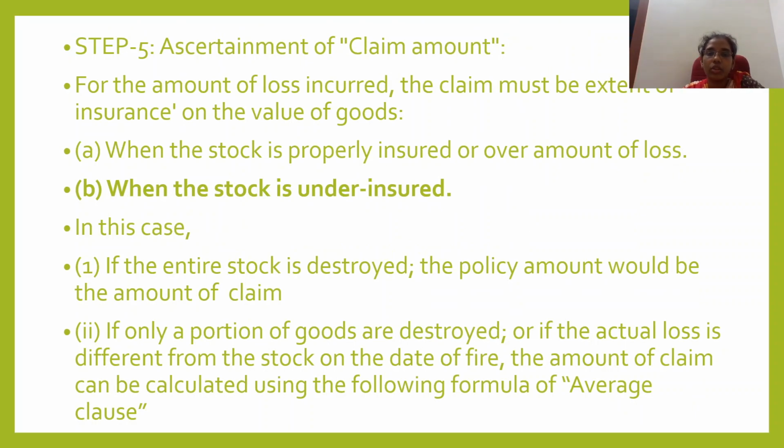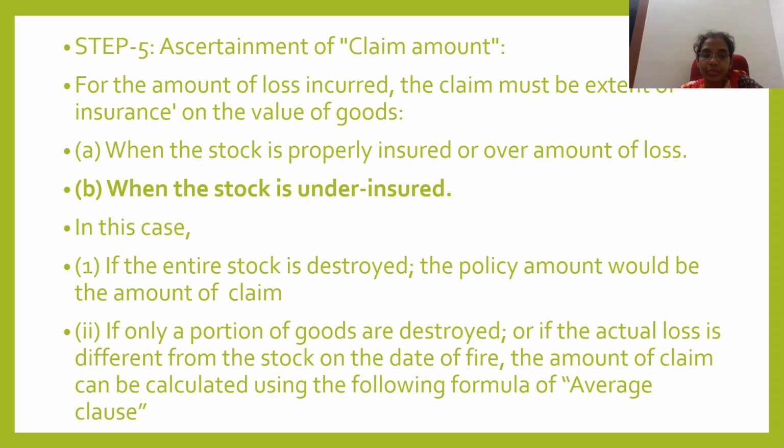Next is ascertainment of claim amount. For the amount of insurance incurred, the claim must be to the extent of insurance on the value of goods when the stock is properly insured, or the amount of loss when the stock is underinsured. In these cases, if the entire stock is destroyed, the policy amount would be the amount of claim. If it is properly insured, it would be the amount of claim.